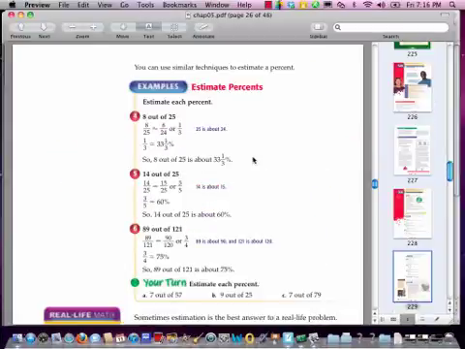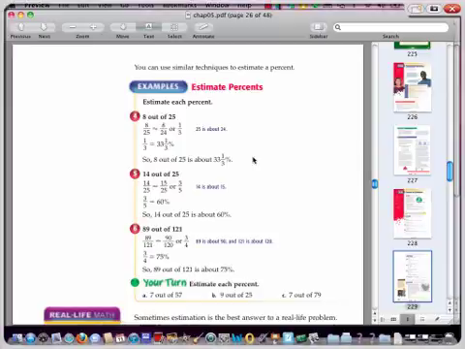Okay, so let's move on to these problems. And now we're going to estimate percents, estimate the percent that we've got. So let's take a look at this first example, 8 out of 25. We're going to make something so we can kind of estimate that percent.